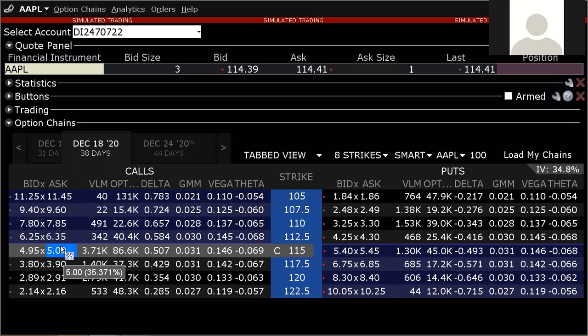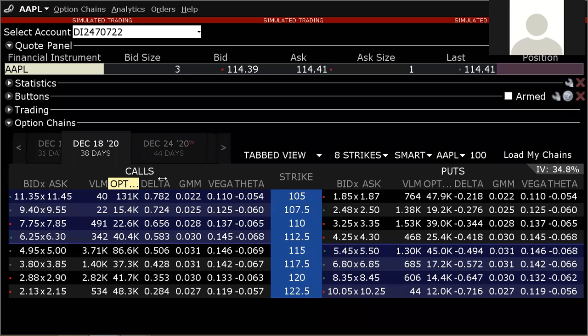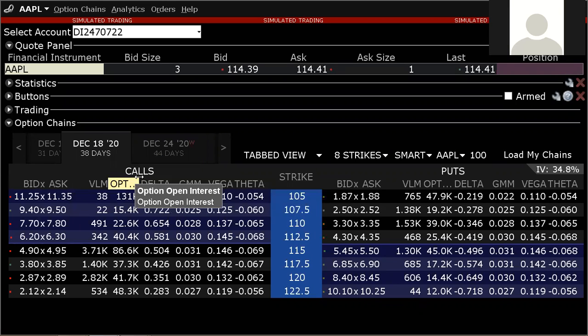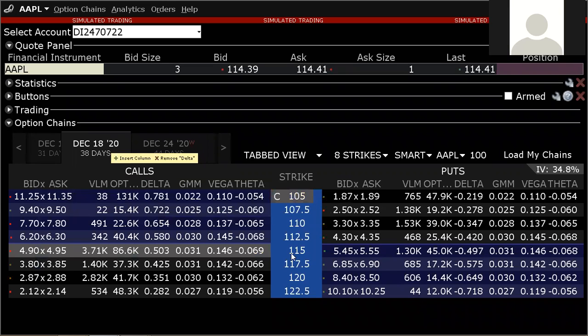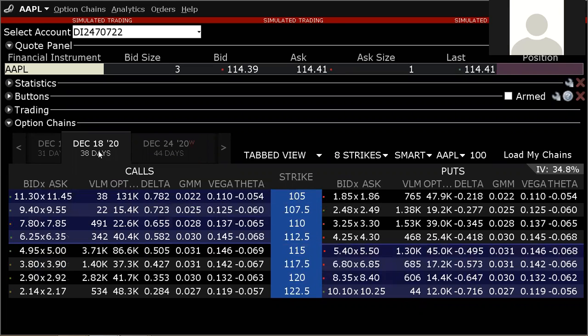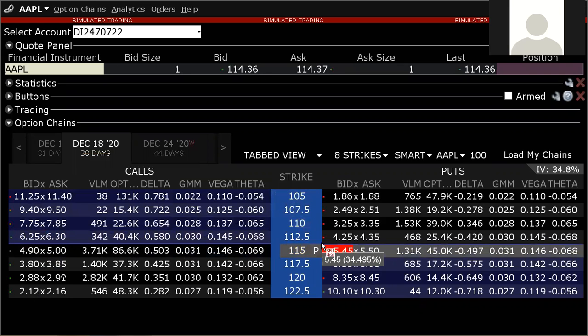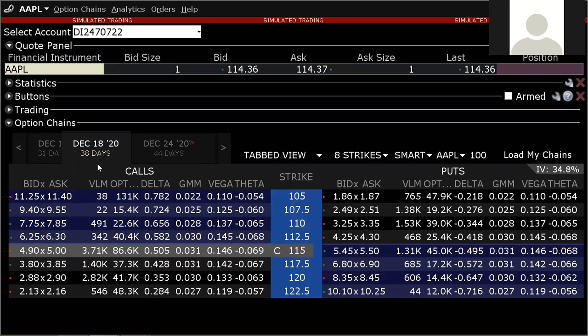So this is the bid price and this is the offer price. Let's just look at the 115 Apple call for December 18th. When you refer to these instruments, you have to clarify lots of things: whether it's a call, the strike, the tenor, and of course the underlying. So, let's look at the 115 Apple call for December 18th expiry.